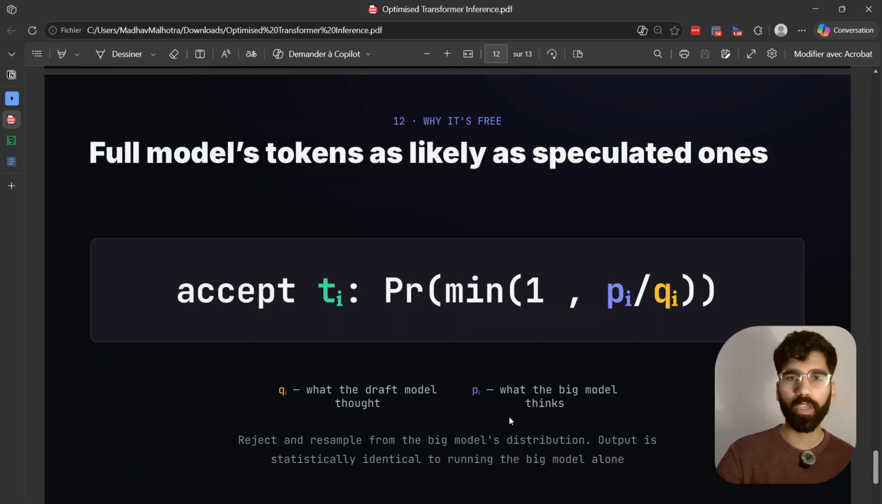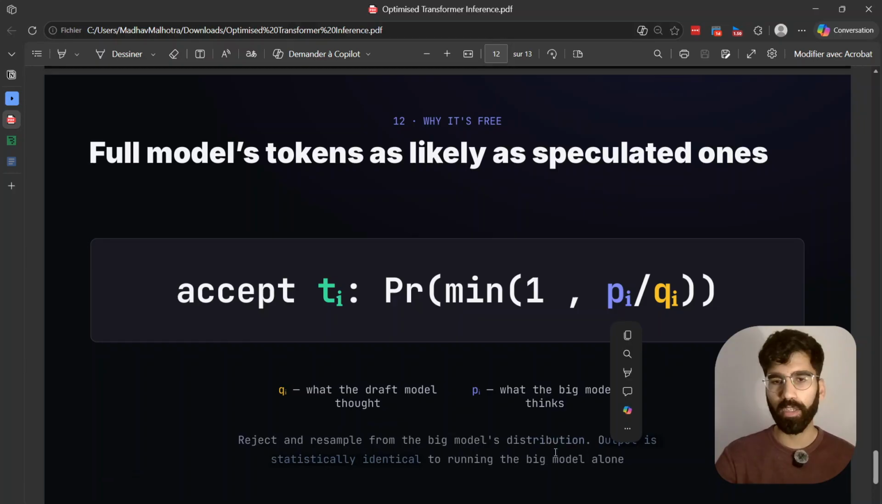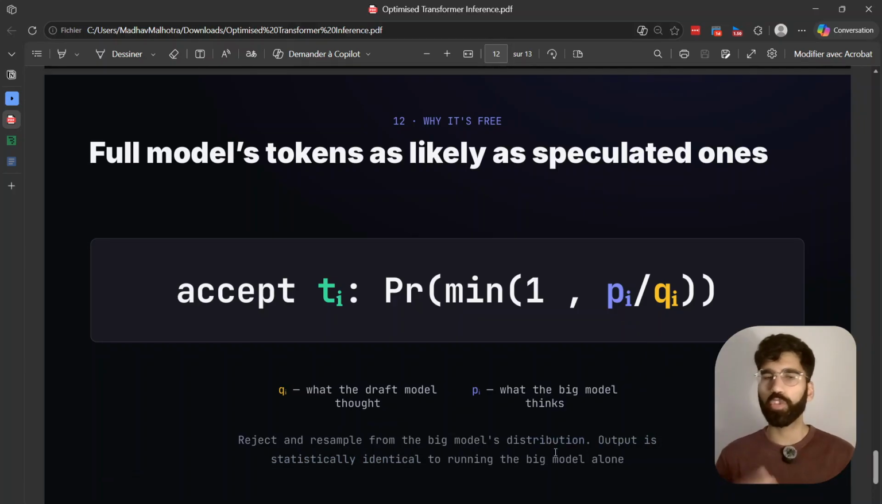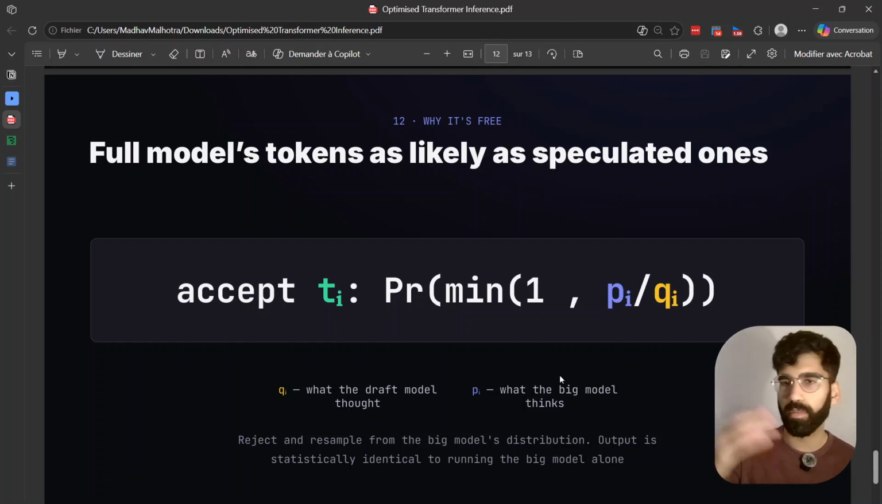Because of this, we have a quality guarantee. We have the output being statistically identical from speculation versus just running the big model alone. And that is the key part. That's really interesting because it allows us to have a mathematical guarantee of quality when using this technique, and we can just justify, okay, if we have enough acceptance rates, then we will in the end have a benefit to using this in terms of computation versus just the big model alone.